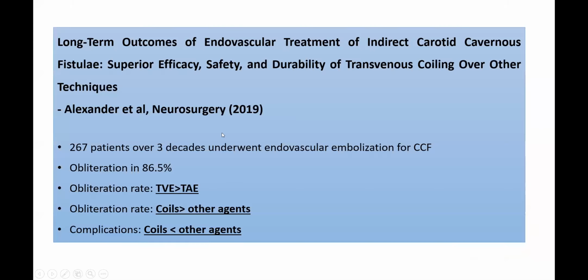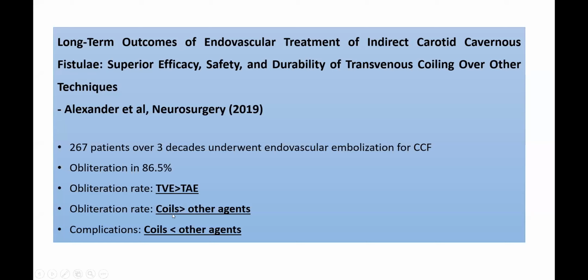Regarding the approach, transarterial or transvenous, and also the material, this is a very good paper which was published in Neurosurgery last year: long-term outcome of endovascular treatment of indirect CCF. It was a 3-decade study, and the obliteration rate was 86.5%, and the obliteration rate was higher with the transvenous approach than transarterial. Because as I mentioned, there are many feeders for one fistula. So we need to obliterate all the feeding arteries, and going transarterial to every artery may be practically very difficult. So going through the transvenous route has a higher obliteration rate.